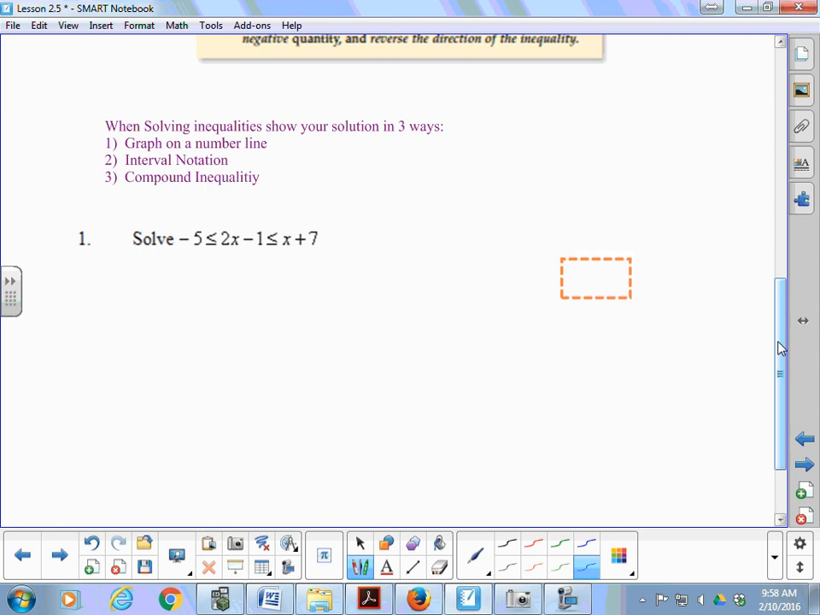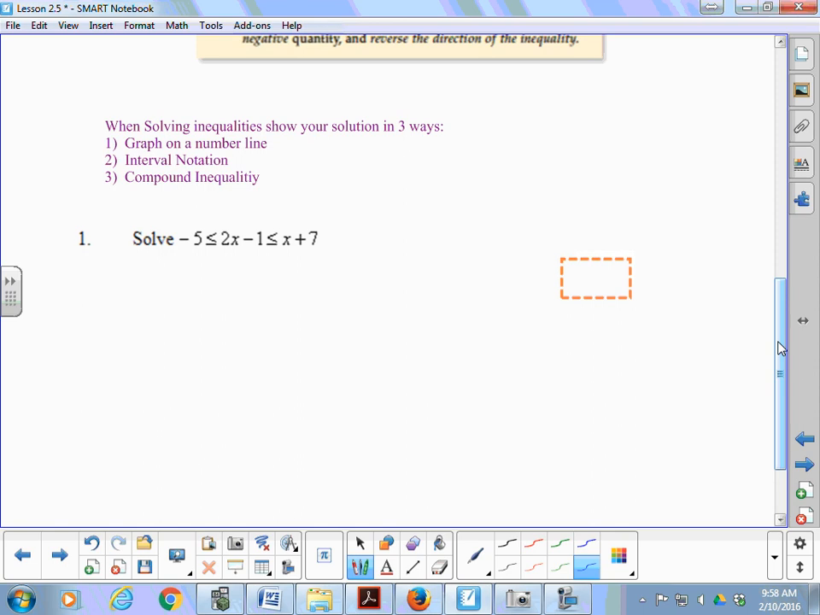All right, here we go. It says, when solving inequalities, show your solution in 3 ways: graphing on a number line, interval notation, and compound inequality. All right, number 1, you have this one. What's the problem with this? For you, not for me, for you.